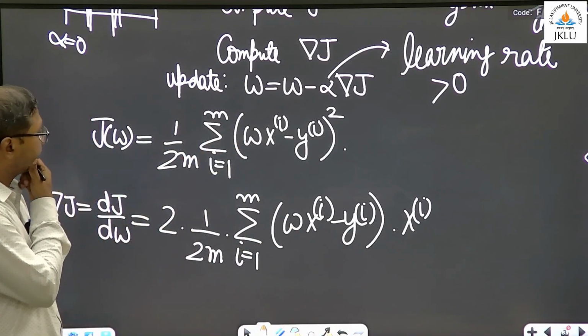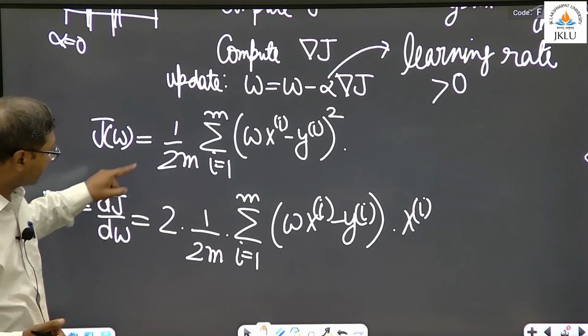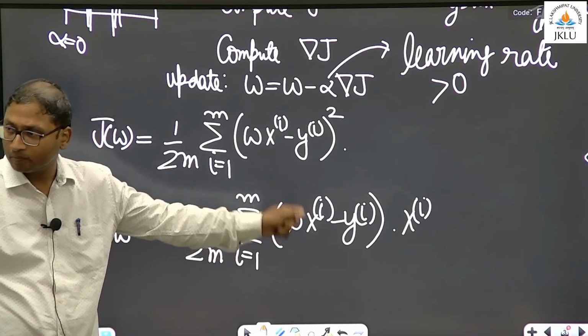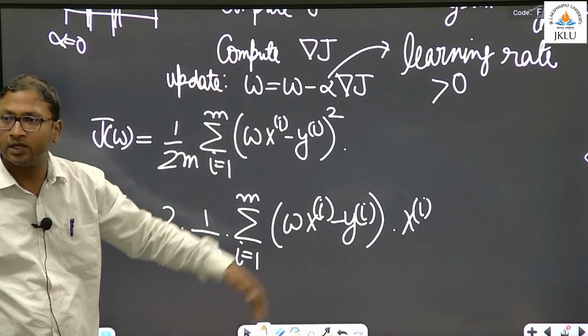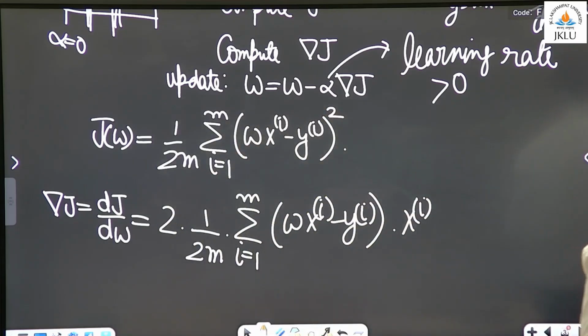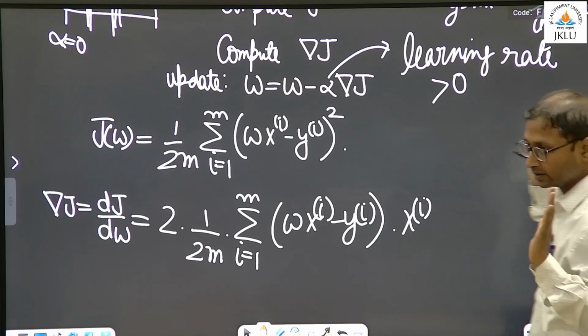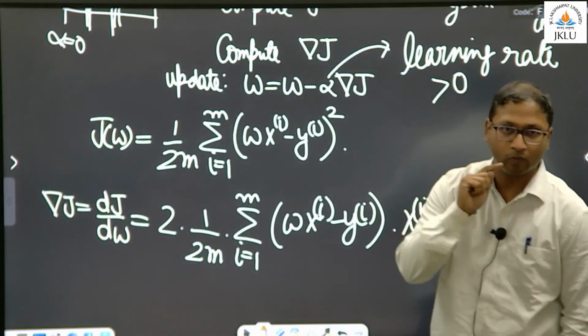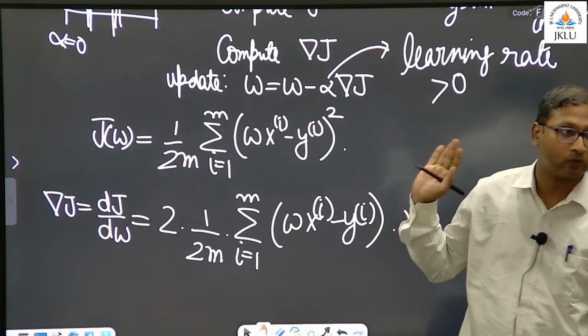How does it help me? This is my differentiation. Plug those values there and keep on doing this until convergence happens, until your W stops updating. Okay. Now, any questions until now?